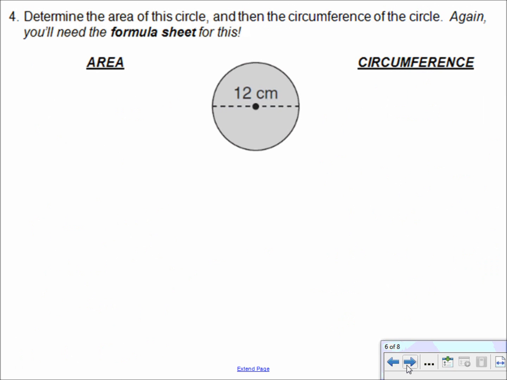Okay, determine the area of this circle and then the circumference of the circle. Again, you'll need your formula sheet for this. So, looking at our formula sheet, right at the bottom on the left-hand side, you see area equals pi r squared. Below it, circumference. Remember, circumference of a circle is perimeter. Okay, perimeter is that measurement around the outside.